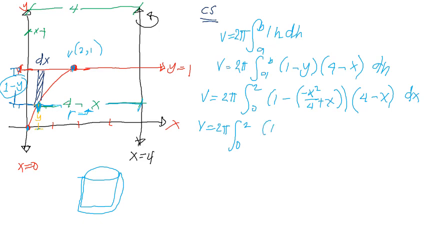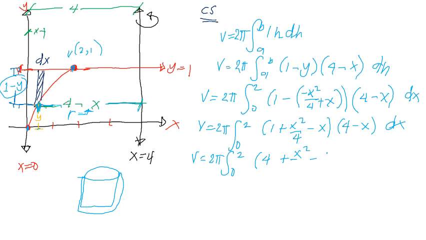So from 0 to 2, this is equal to 1 plus x squared all over 4 minus x, times the quantity 4 minus x, dx. Let's try to expand it. We have volume 2 pi integration from 0 to 2. This is equal to 4 plus x squared minus 4x minus x cubed all over 4 plus x squared, quantity dx.